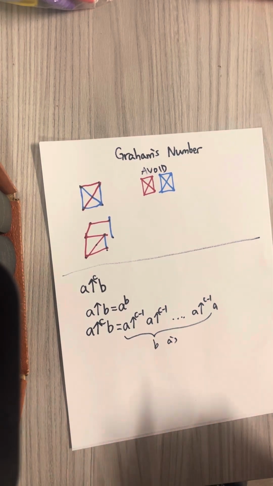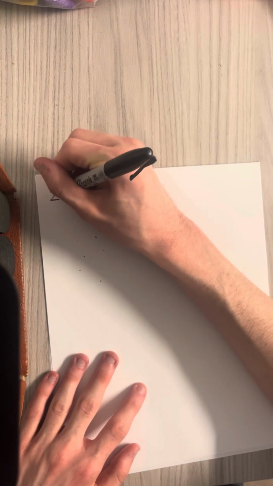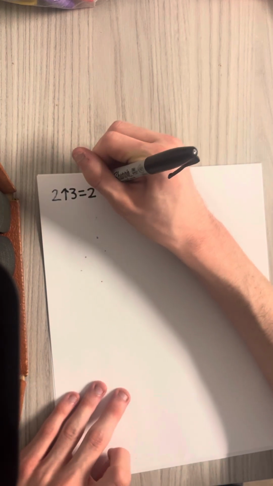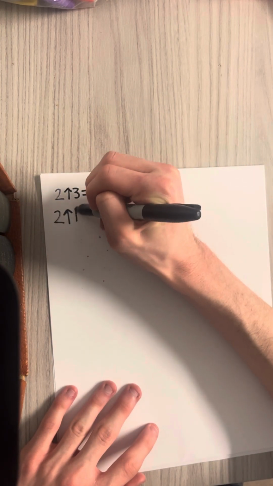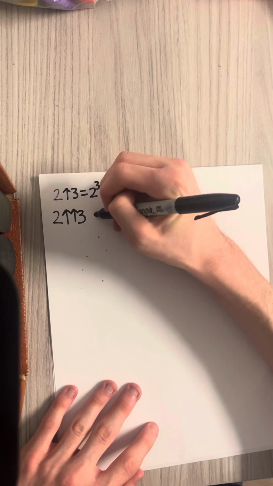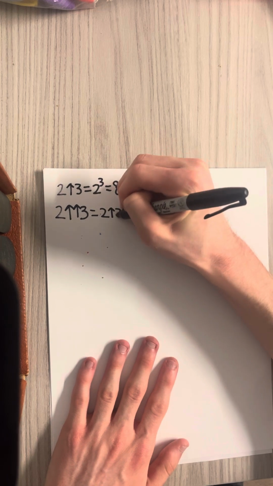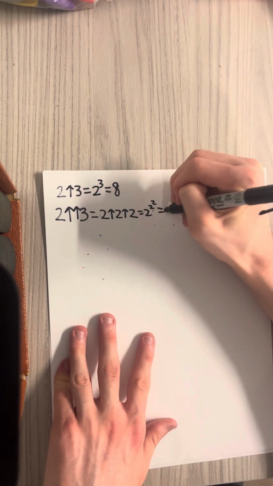This might seem a little confusing, so I'll give some examples. Let's start with a single arrow. We have 2 arrow 3. This is the same as 2 to the power 3, which is 8. Then we have 2 double arrow 3, this is repeated over the single arrow, so that's 2 arrow 2 arrow 2, which is 2 to the 2 to the 2, which is 16.